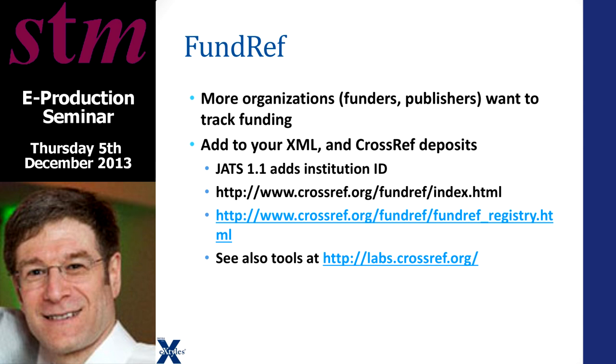What JATS 1.1 adds that's critical is an institution ID so that you can have the DOI for a funder. If you've looked at FundRef at all, you know that there's a DOI associated with each of these 4,000 funders in the Elsevier vocabulary. You can now have that ID along with the affiliation or the funding agency.